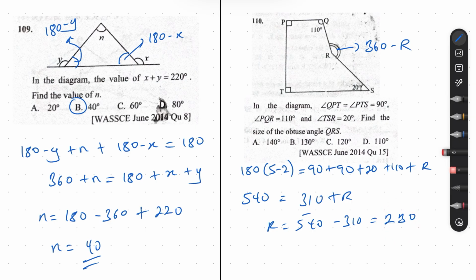Okay, now to find this, we just need to subtract, right? So we have 360 minus r, which is 360 minus 230, and that gives us what? 130. So that is our answer, which is B.